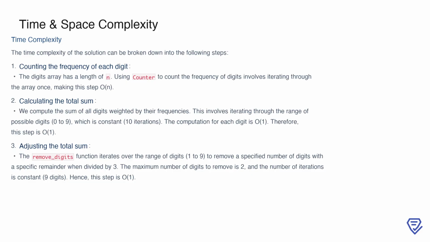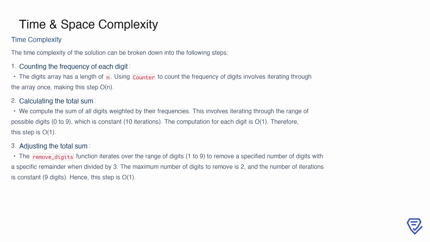Next, we calculate the total sum of all digits, weighted by their frequencies. Since the range of digits is fixed between 0 and 9, this involves a constant number of iterations, with each iteration taking O(1). As a result, this step is O(1).